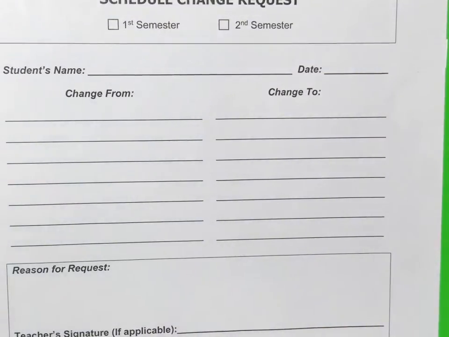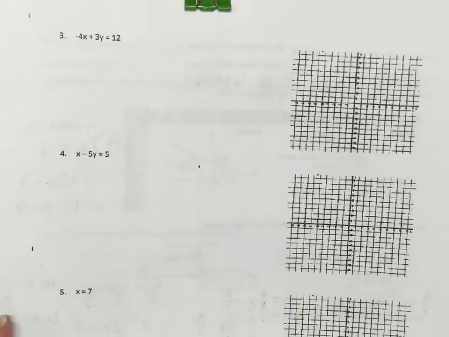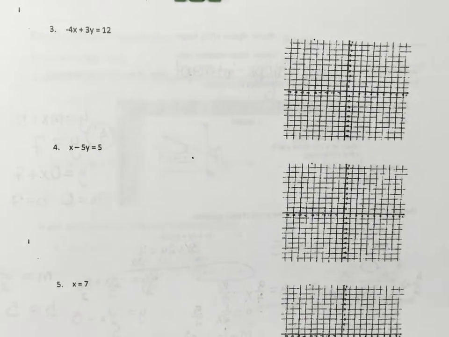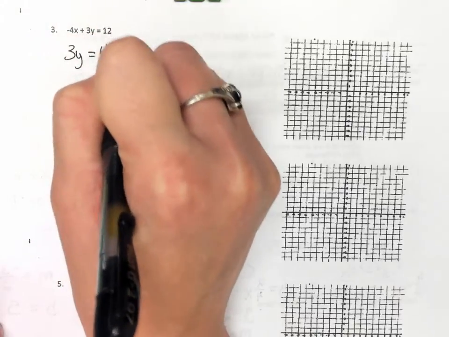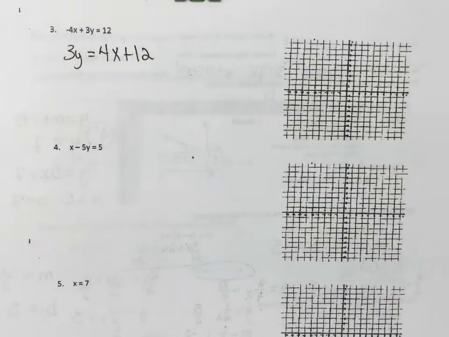Alright, let's go to the next page. We got to finish this up today. So we're going to do it together to finish it up, okay? Let's look at number 3. Be ready, because I'm going to call on you. Emily, what would I do first to get y by itself on number 3? Add 4. So, Scotty, when I add 4, I get 3y equals 4x plus 12. What would I do to finish getting y by itself?